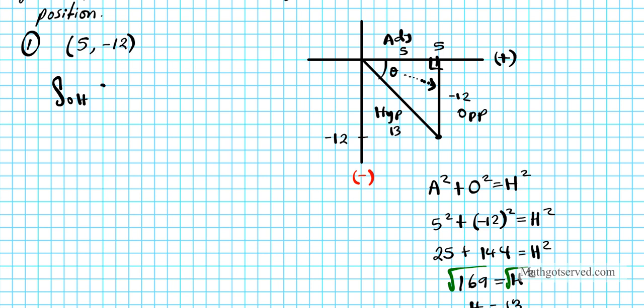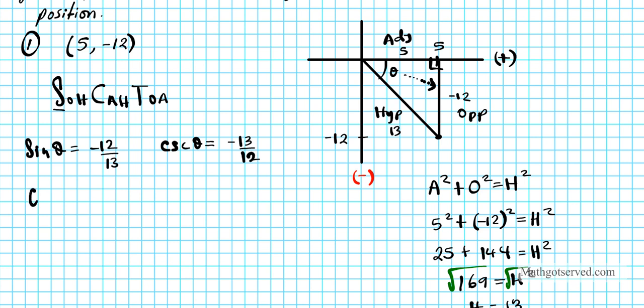So we have SOHCAHTOA. SOH tells me that sine theta is opposite over hypotenuse. So that's going to be -12 over 13. Its reciprocal is cosecant. Cosecant theta is negative 13 over 12.